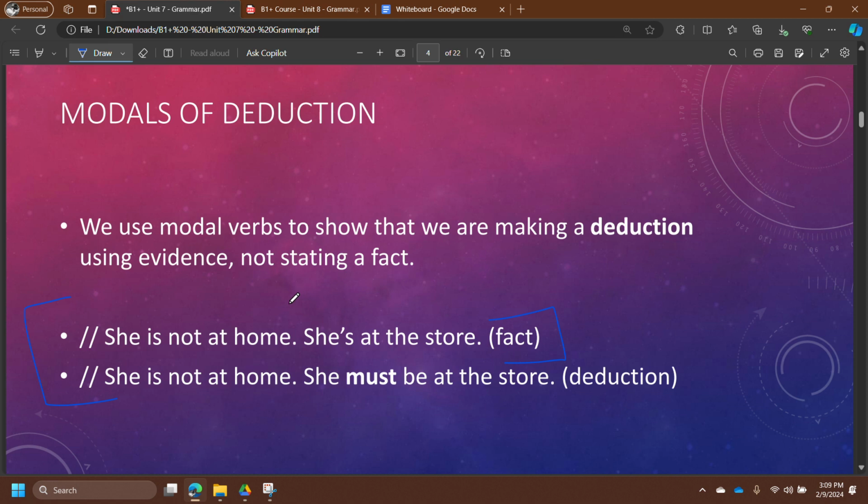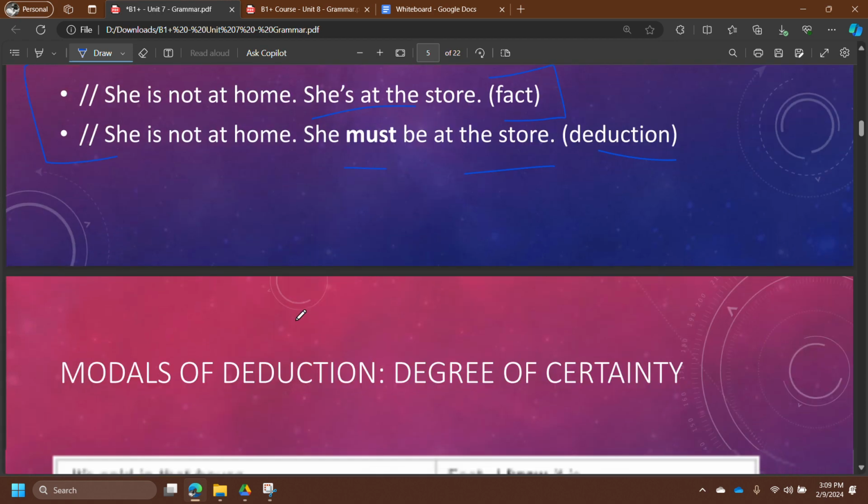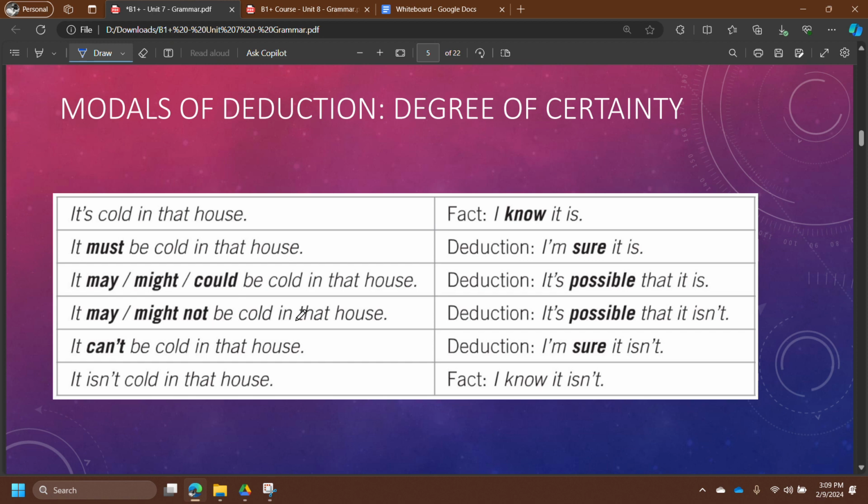It is a fact. But if I say she's not at home, and I also don't know if 100% she is at the store, I'm going to say she must be at the store. It's my deduction based on my evidence. Maybe I know that she normally goes to the store at this time or whatever. I am now making a deduction based on that. So this is the degree of certainty if you want to compare it with the fact side as well.